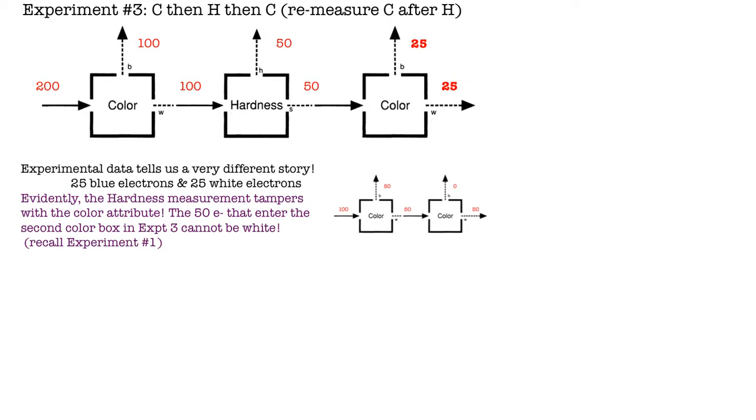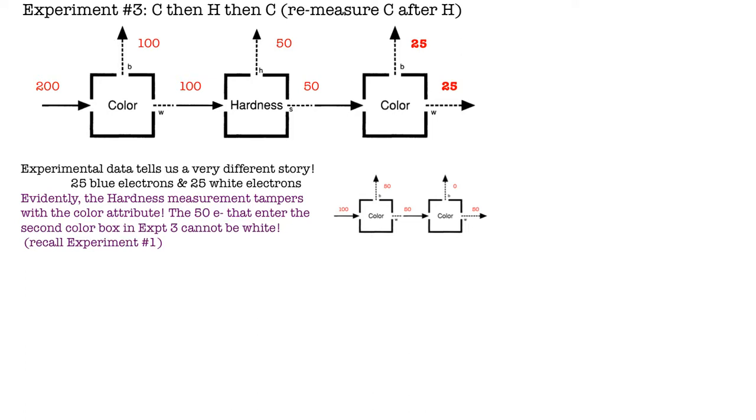Well, we find a very different outcome. We find that 100 white electrons go into a hardness box, 50 are measured soft, those 50 go into a color box, and we have 25 blue and 25 white, even though all 50 of these had once emerged from a white port of a color box. So what that tells us then is that once a white electron, not always a white electron, okay? Somehow this insertion of a hardness measurement between two color measurements perturbs the system in a way that changes the measurement outcomes of the second color measurement.